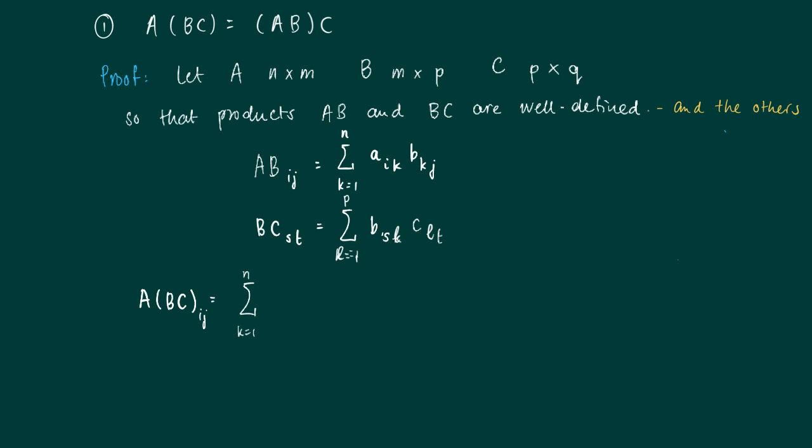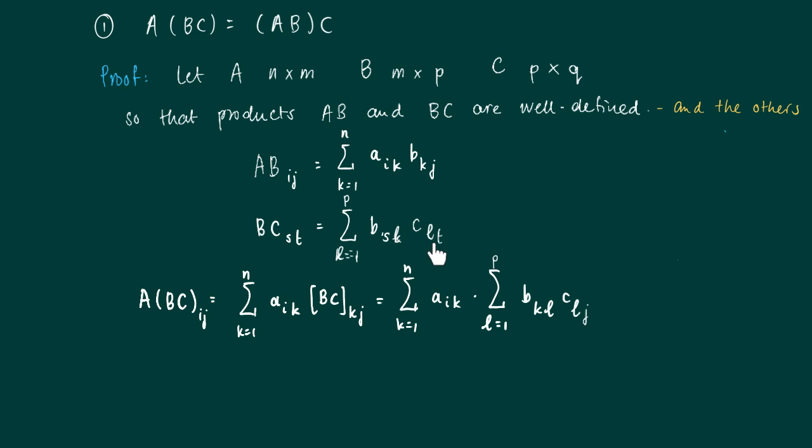So the ijth element in A times B times C now equals, well, first we use the same kind of formula. Instead of b_kj, we use (BC)_kj. And then we use the second formula here. We just substitute k for s and j for t in this formula, and we get this one.